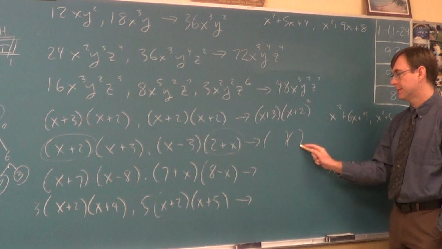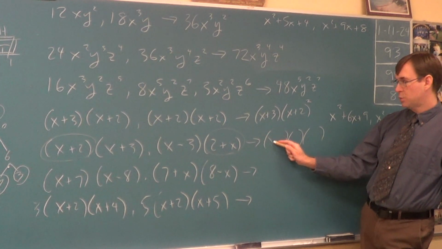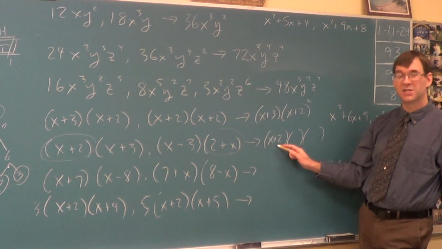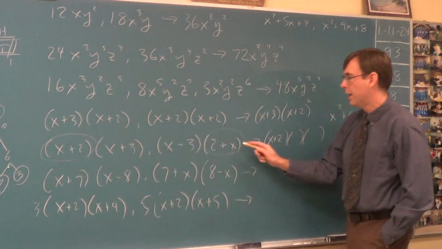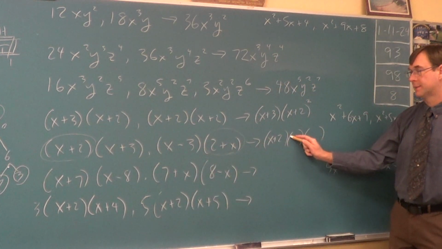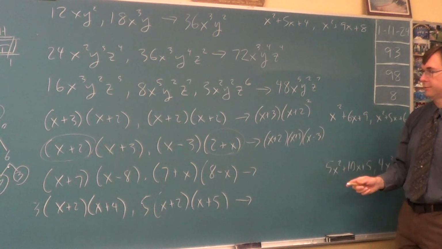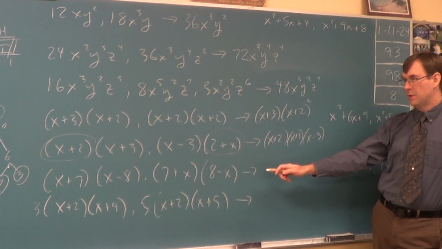So 3 different things. One of them would be x plus 2. Or if somebody else wanted to, they could have said 2 plus x. Just pick one. You don't have to do both of these. Just pick either one, doesn't matter. As well as x plus 3, x minus 3. Next one. How many different things do we have? 2.